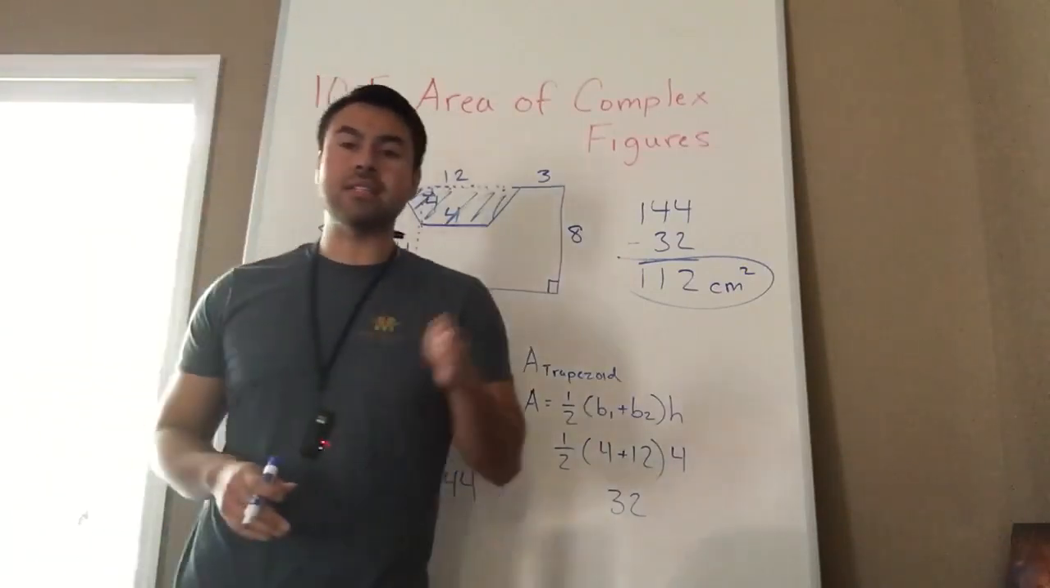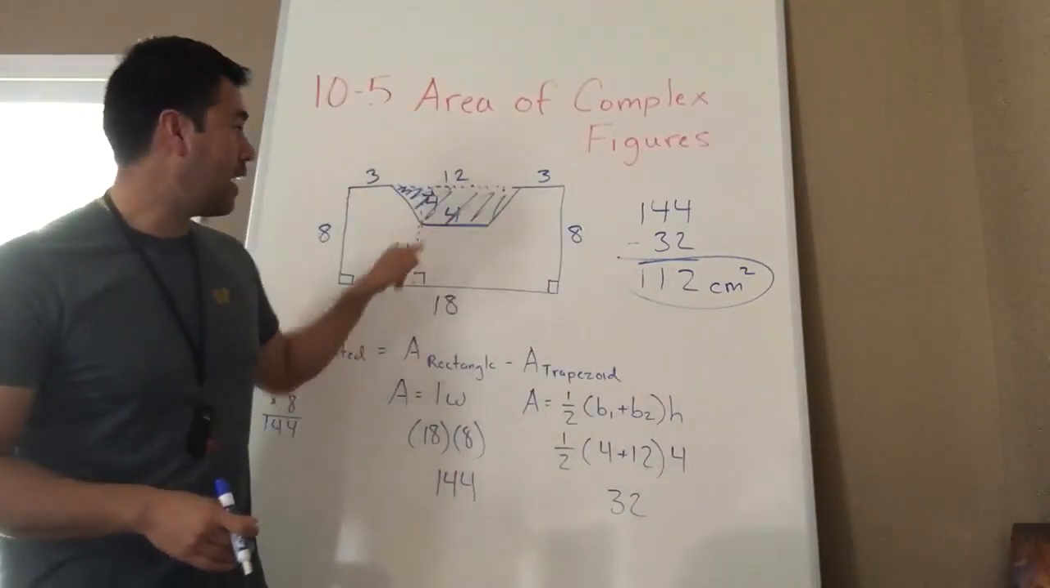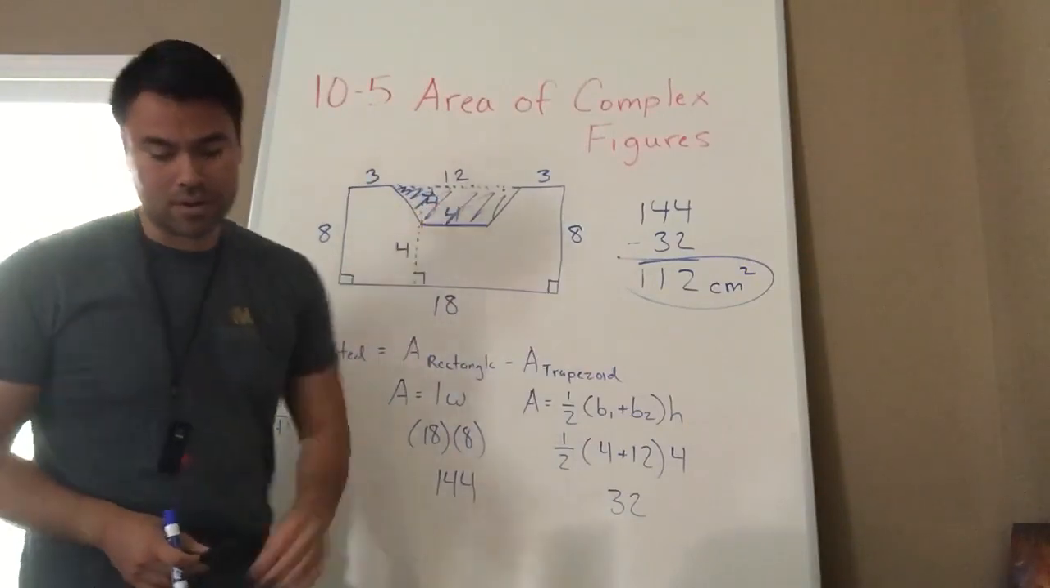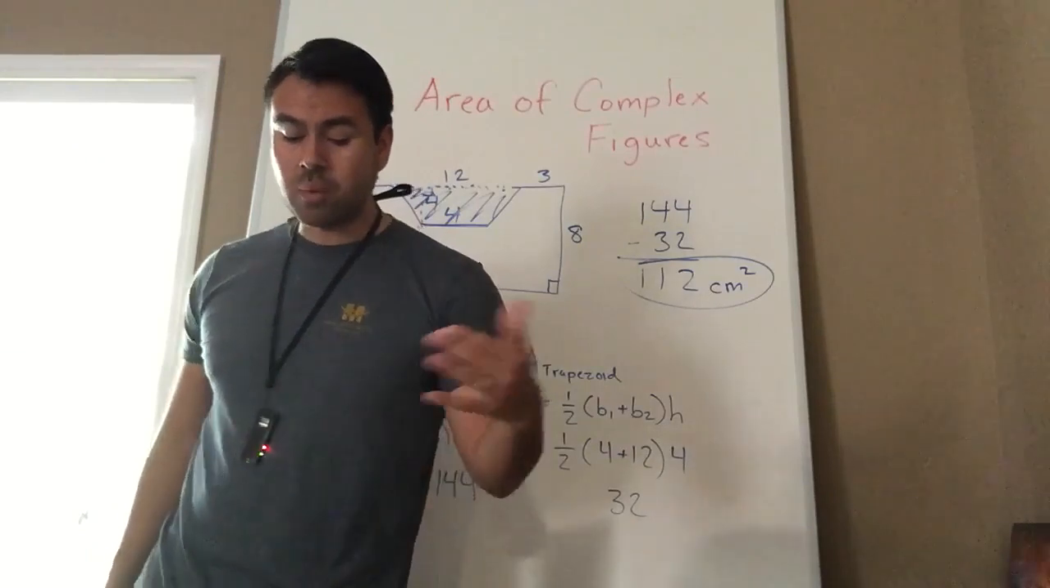Sometimes you divide it into simpler shapes. Sometimes you can complete a shape and then subtract the remaining part up there. So that's another way of doing that one. That's one way of doing that one.